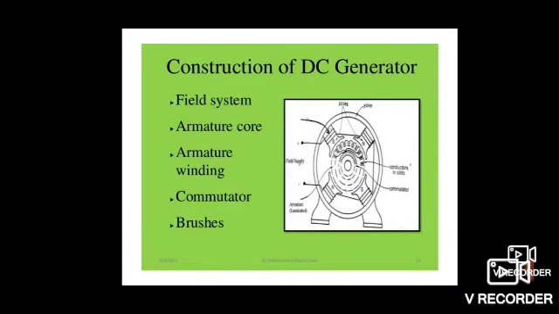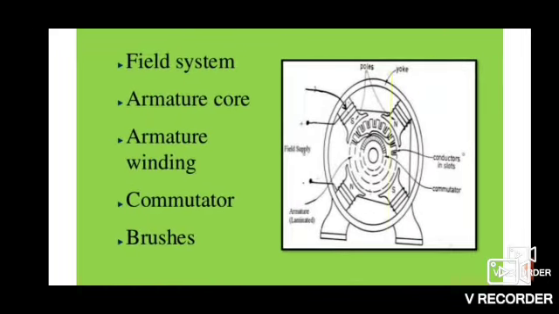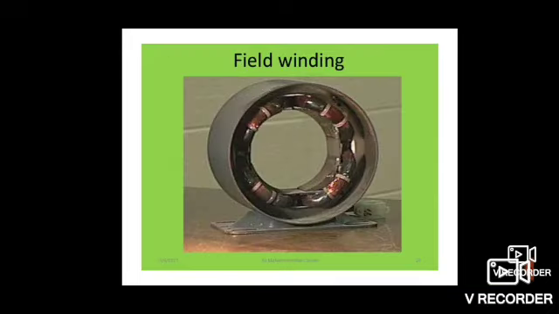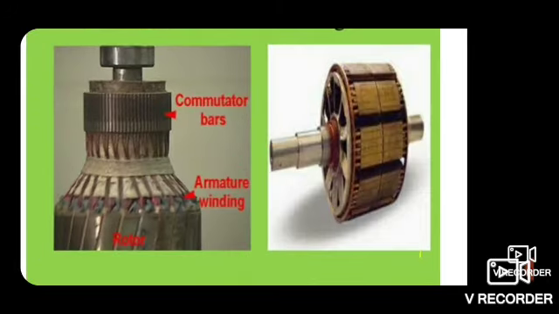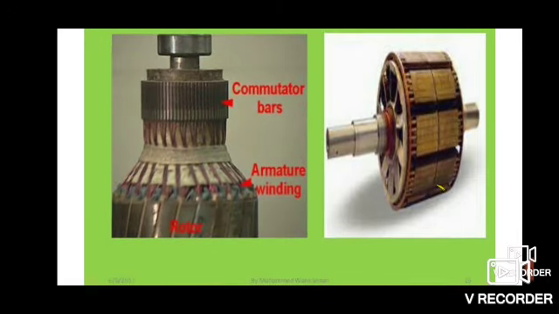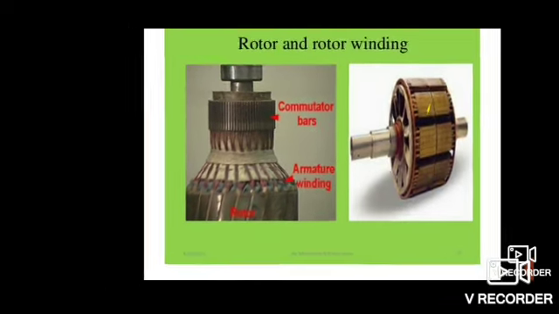So construction of DC generator: it has field system, armature core, armature winding, commutator and brushes. See the diagram, it is the field winding. See, it is the rotor and rotor winding. It is the commutator bars and armature winding, that is the rotor winding.